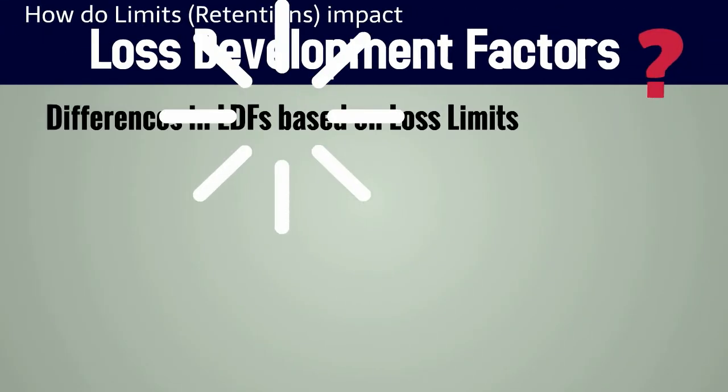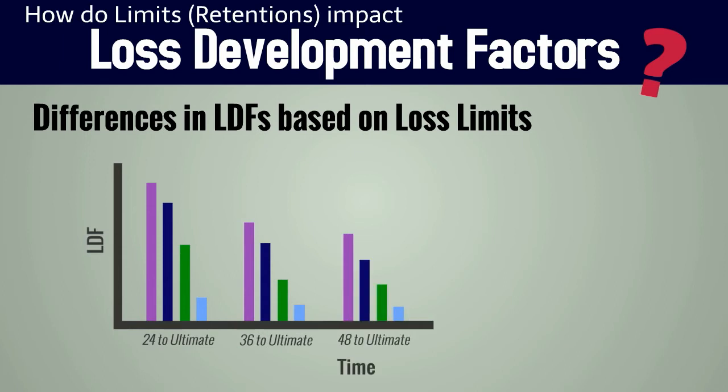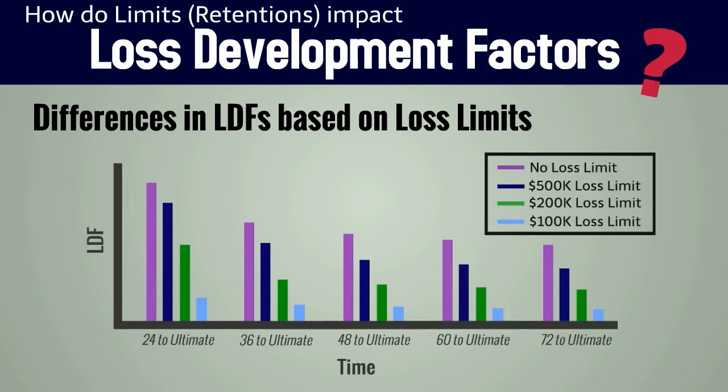When utilizing a loss development factor, you need to know whether the factor was computed using a certain loss limit or loss retention, or was the factor computed using unlimited losses. Loss development factors computed using limited losses generally are smaller than unlimited factors as time progresses. This is due to a smaller loss tail because of large claims being capped. Here in this diagram, we show loss development factors at different lengths of development for different loss retentions or loss levels.